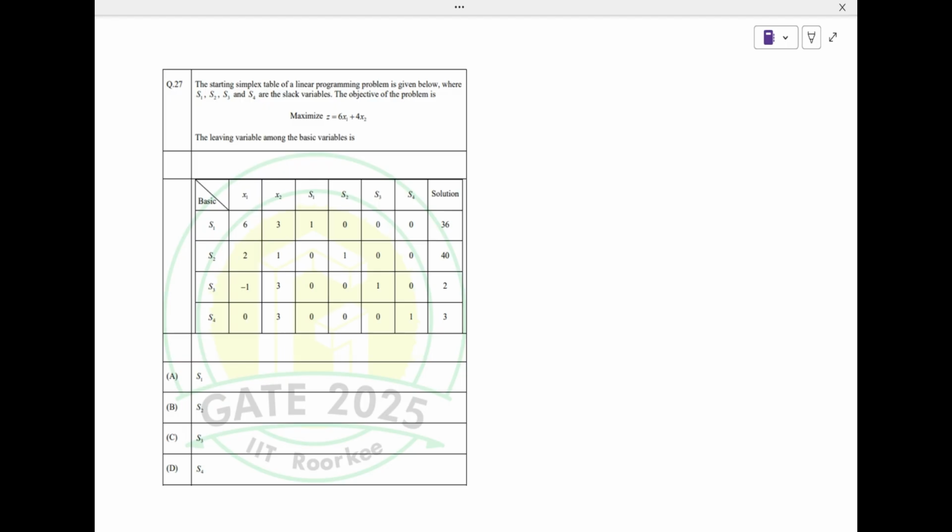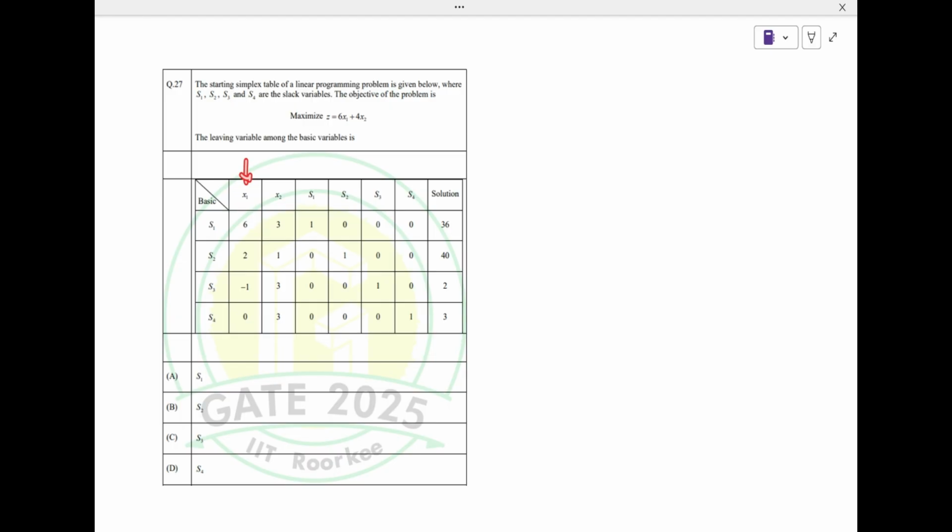So the solution column is here 36, 42, and 3. We are going to see the ratio. Now, first we see which variable we are going to enter. Here you can see the coefficient of x1 is 6 and the coefficient of x2 is 4. So the maximum value is 6, so 6 we are going to take. So x1 is your entering variable.